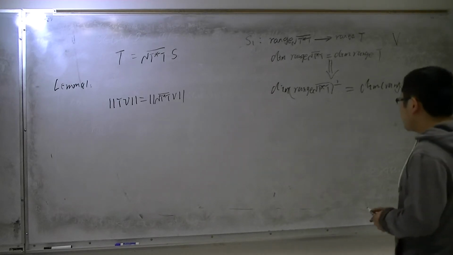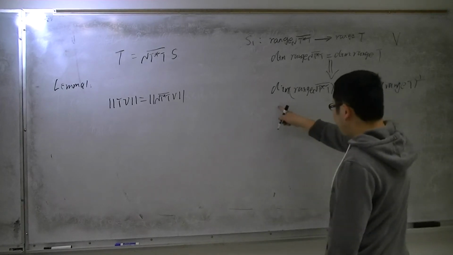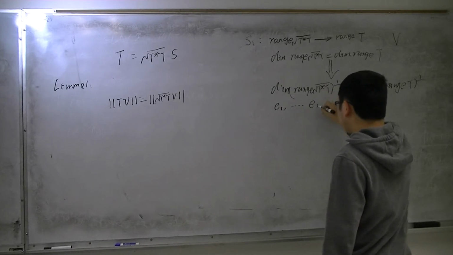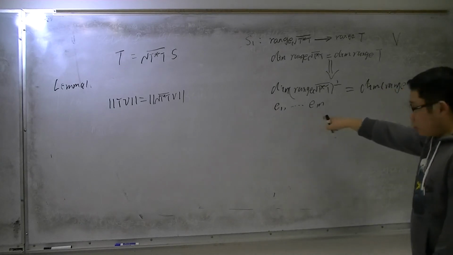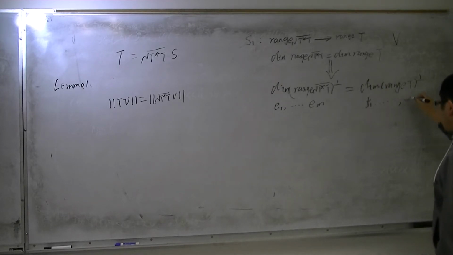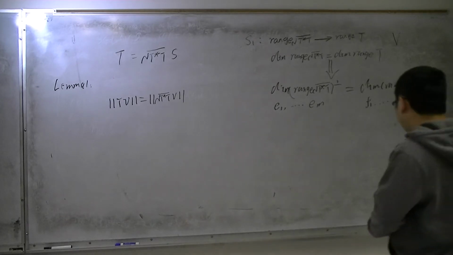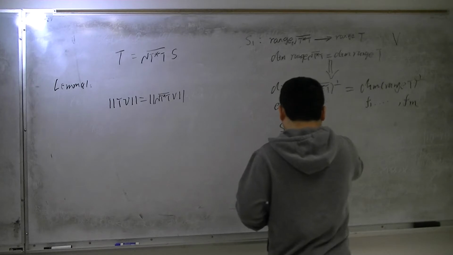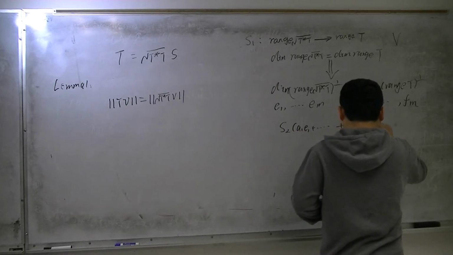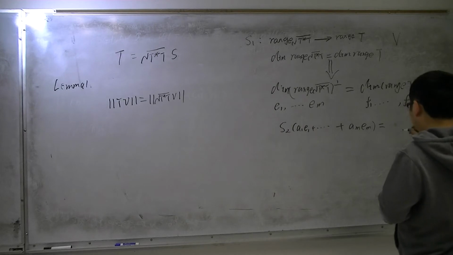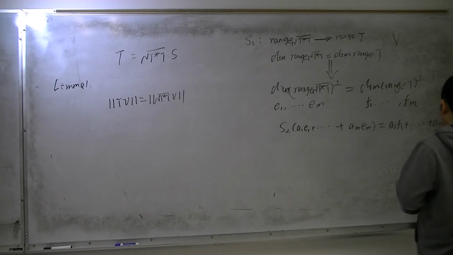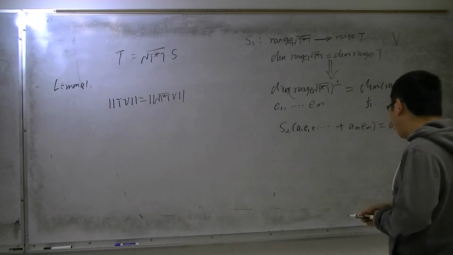And I defined a linear mapping. First, I suppose this has an orthogonal basis of dimension M. I can find an orthogonal basis E1 through Em, and I can also find an orthogonal basis in this one, F1 through Fm. They have the same dimension. And define a linear mapping A, E1, ..., Em equal to A1, F1, ..., Am, Fm.